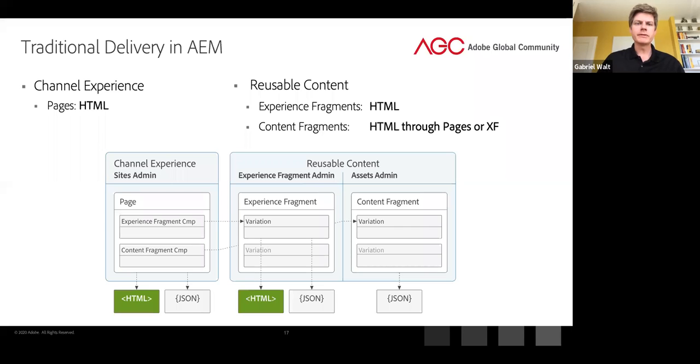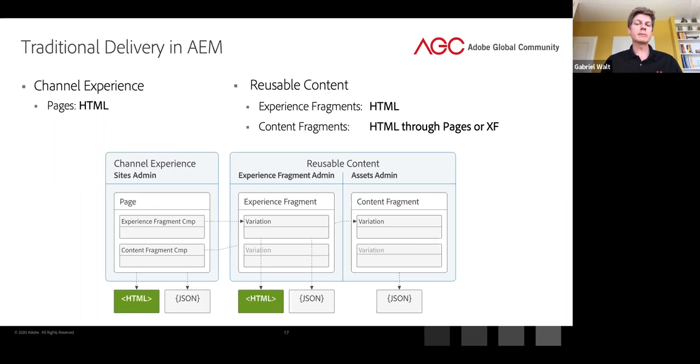So yeah, that was for the authoring side. Now for the delivery side. The delivery side is actually fairly straightforward now with what you have understood, I think, because we have HTML output on the page and we have JSON output on the page. You have seen that. But we also have HTML and JSON output on the experience fragment, and on the content fragment, we only have JSON output.